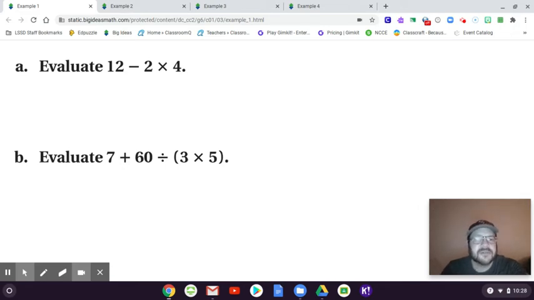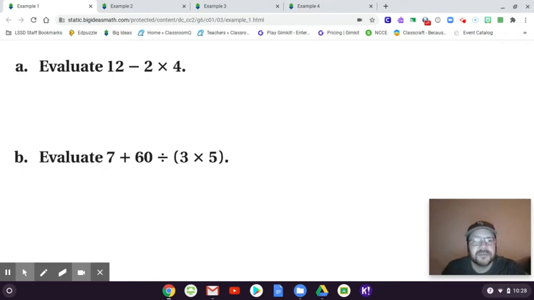So evaluate 12 minus 2 times 4. Remember PEMDAS. So parentheses first, exponents, multiplication and division, and then finally addition and subtraction. So what should you do first on this problem? Yes. So the multiplication or division has to be done before addition and subtraction.